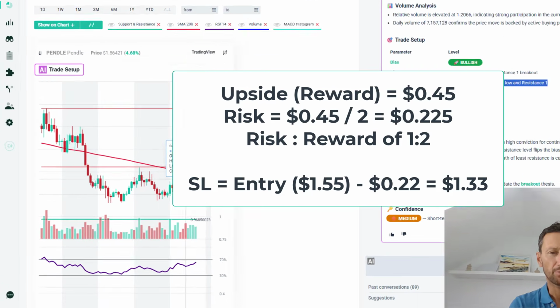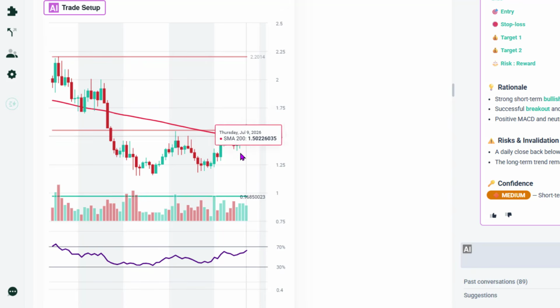Okay, I'm also looking at the most recent down swing low, and the swing low was $1.37 here, right? If the price pulls back below this level, it makes a lower low, and that would invalidate this breakout and my trade setup. Okay, hey, it happens.